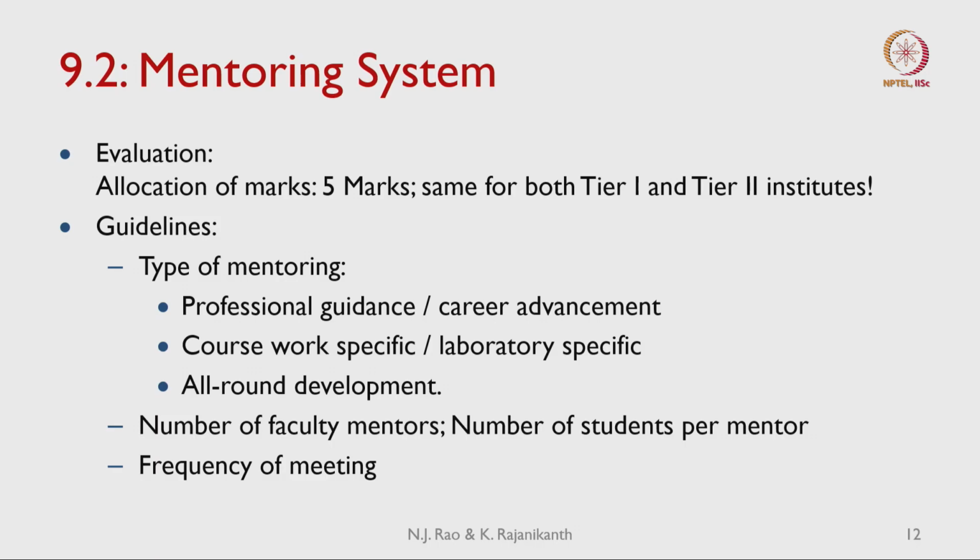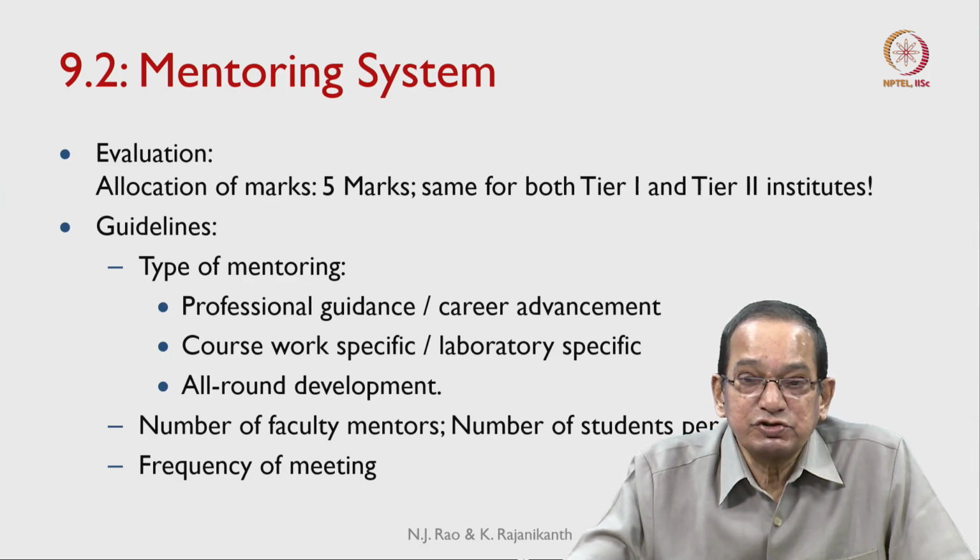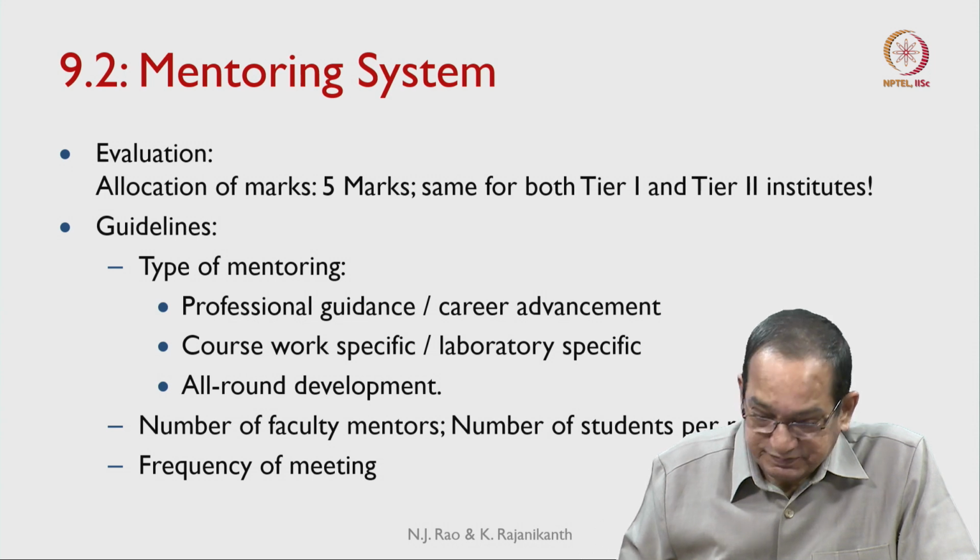So, number of faculty members, number of students per mentor, then frequency of meeting, how frequently there are meetings between the mentors and mentees. So, at least once in a semester is desirable, twice a semester is good, less than that normally will not be of much use and effectiveness.